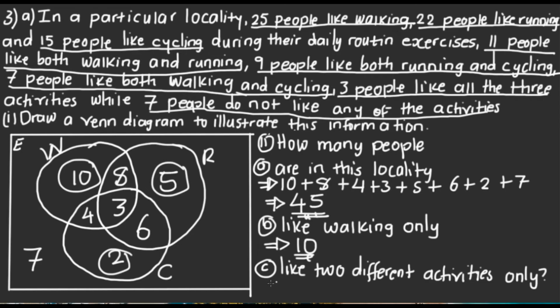Now for question C, we just want those that did 2 different activities. So as long as there's only 2 different, so 4 did walking and cycling only. So we say 4 plus 6 cycling and running only plus 8. So 4 plus 6 is 10 plus this one is 18. So this is how we can find this answer.